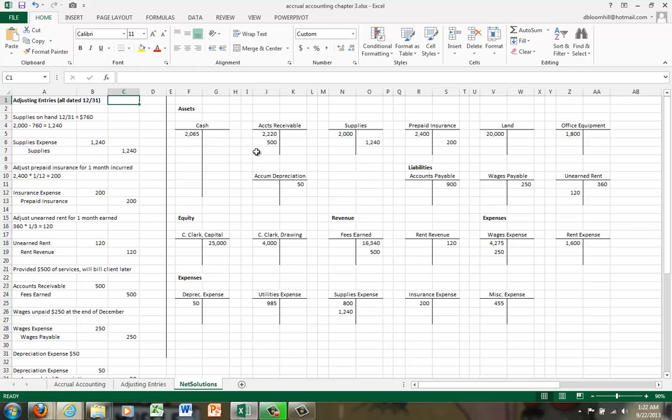Anyway, now let's calculate the correct ending balances in the accounts. So cash hasn't changed at 2065, but accounts receivable, we started out with 2220 and we added $500.